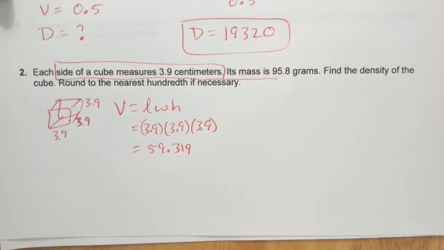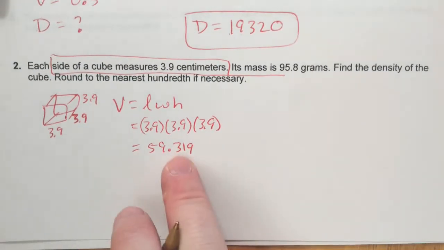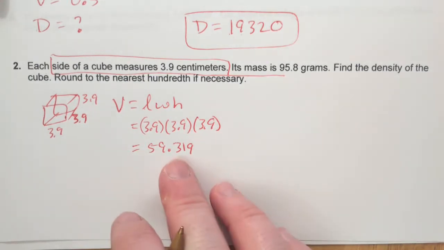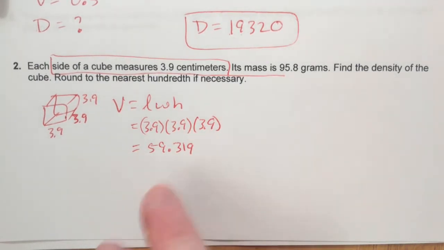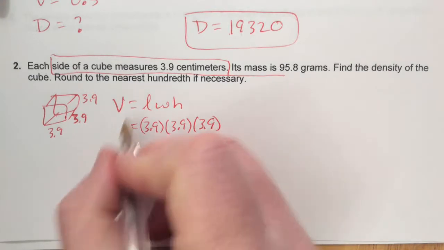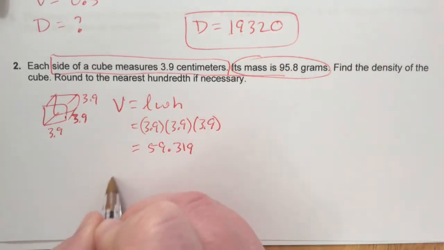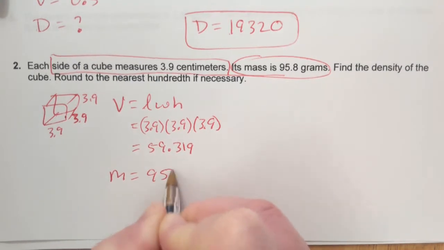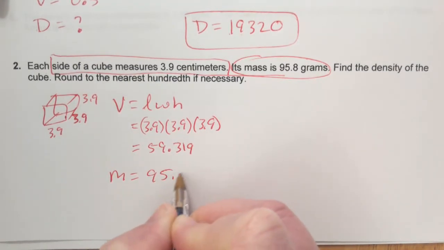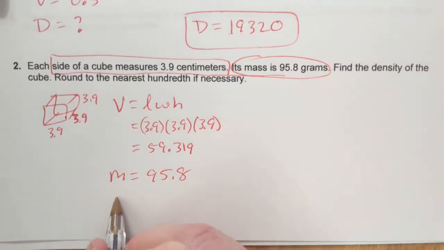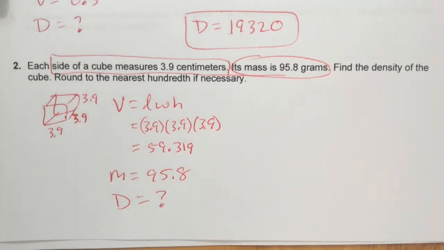59.319. Please notice I am not rounding this. While I'm doing my work, I'm going to use every single decimal while I'm doing my work. Very important. All right, so there's the volume. Okay, we also know that the mass is 95.8. And they said, hey, what's the density? So I'm going to put a question mark right there.